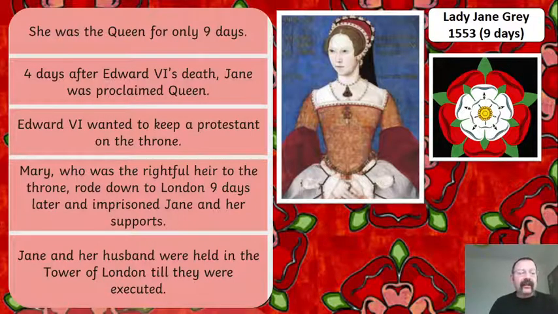Edward VI wanted to keep a Protestant on the throne. Mary, who was the rightful heir to the throne, rode down to London 9 days later and imprisoned Jane and her supporters. Jane and her husband were held in the Tower of London until they were executed.